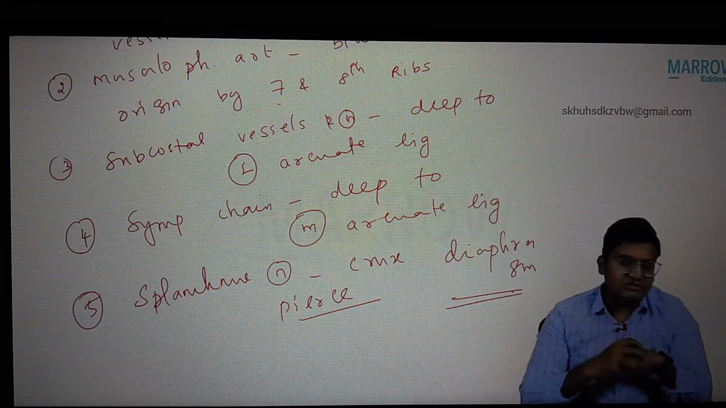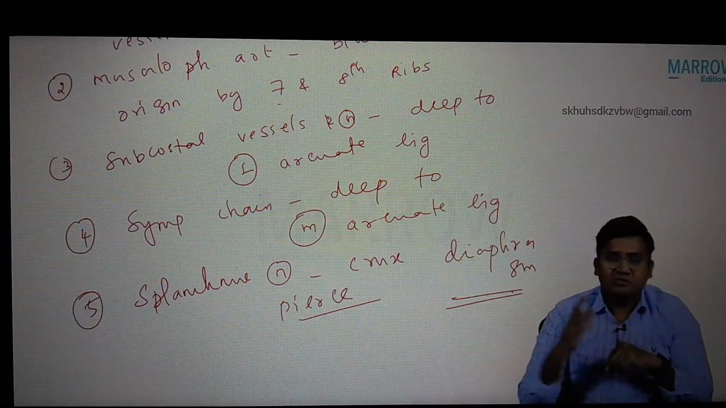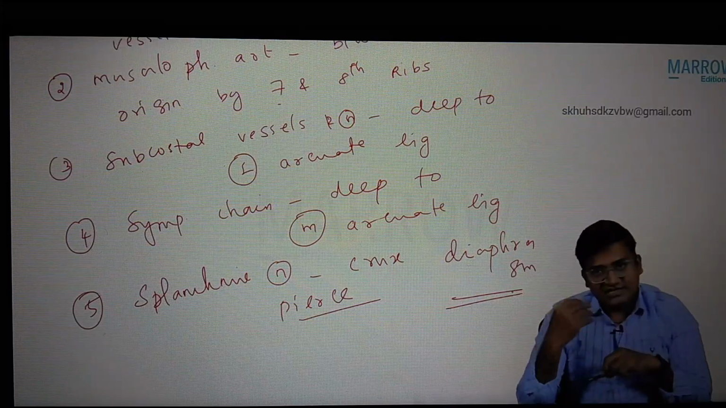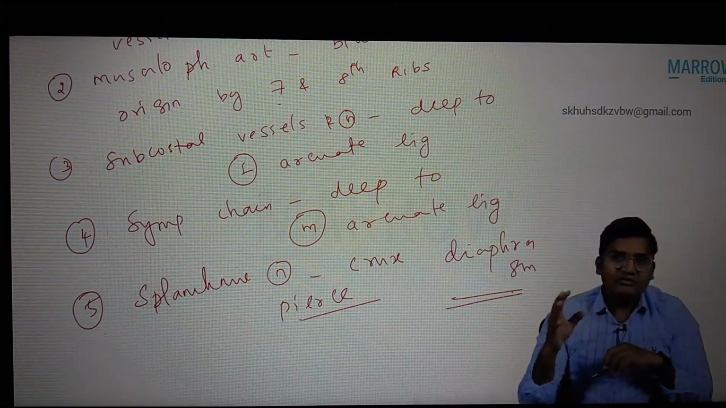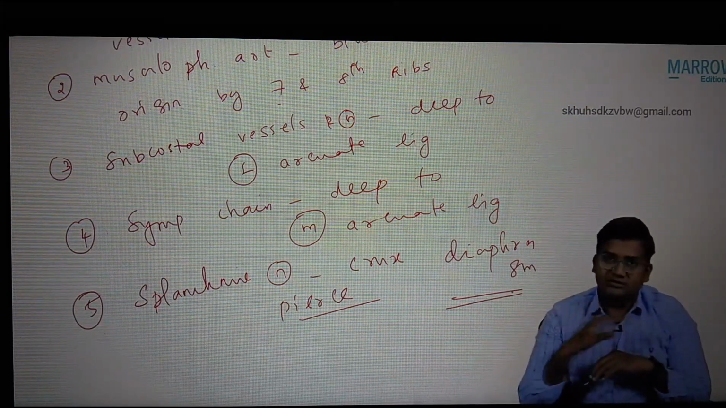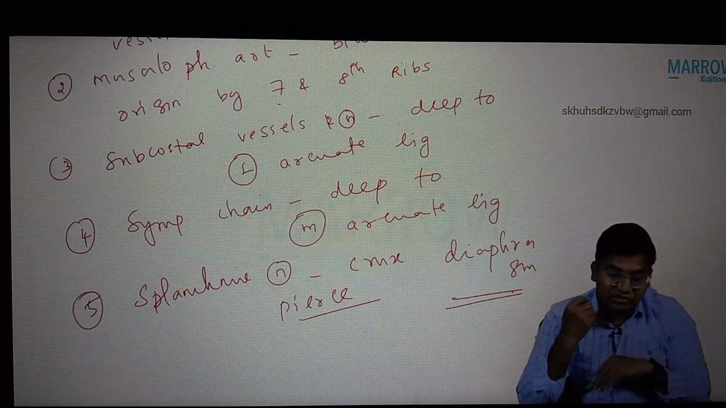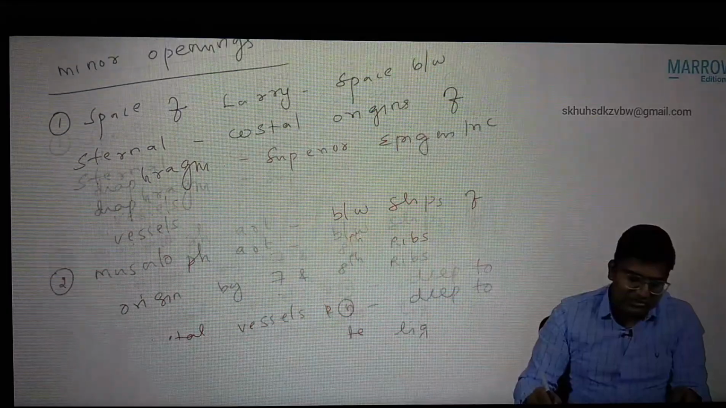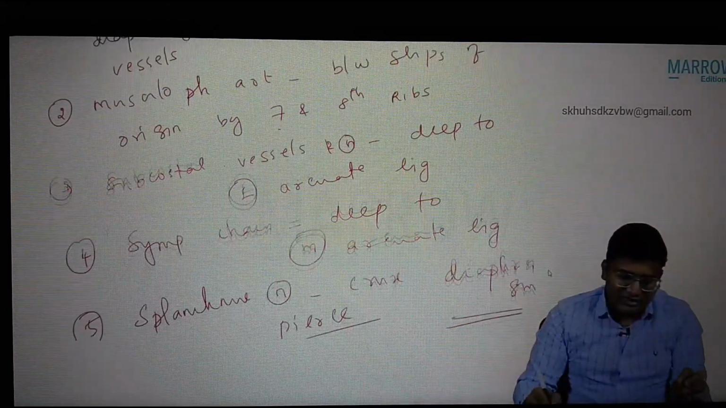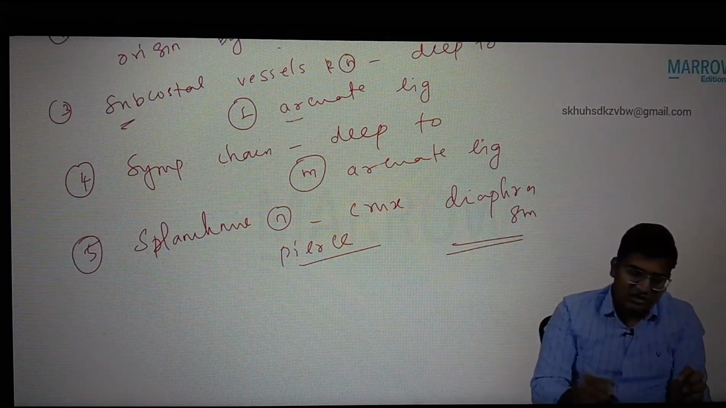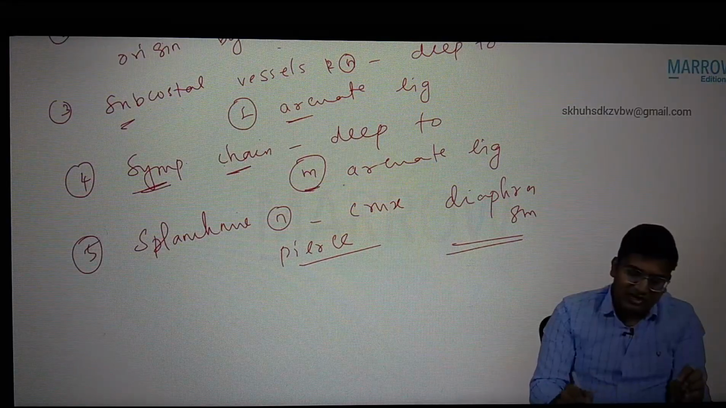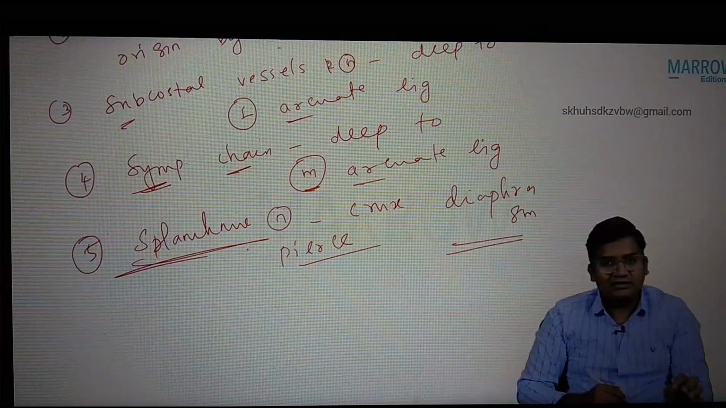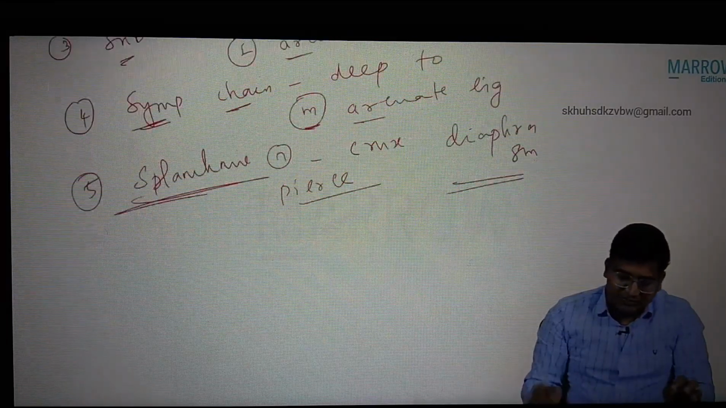These are the other structures passing through the diaphragm. Okay. Please remember the major openings and the minor openings. In exams you may get an easy question, sometimes the examiner may give you structures passing through the major opening, but sometimes the examiner will give you a tough question. So in that case you have to remember the structures passing through the minor openings. Space of Larrey, musculophrenic artery, subcostal vessels pass deep to the lateral arcuate ligament, sympathetic chain passing deep to the medial arcuate ligament, and the splanchnic nerves enter the abdomen by piercing the crus of the diaphragm. So that's all about the diaphragm.